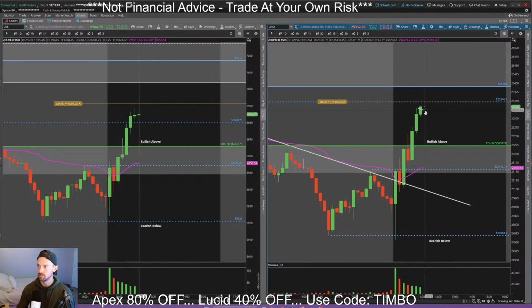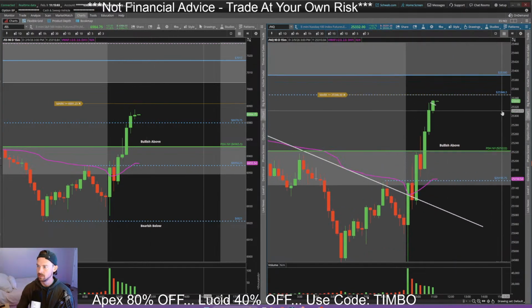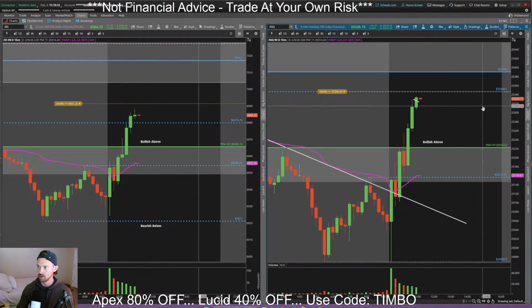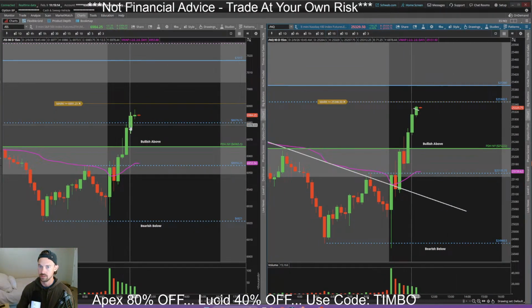All right, pretty bullish close there on NQ. You can see the candle size, the bodies are shrinking, so it's losing some momentum. ES definitely lost some momentum on that 15-minute candle. Doesn't mean they can't squeeze it up higher, but we're definitely slowing down a bit.